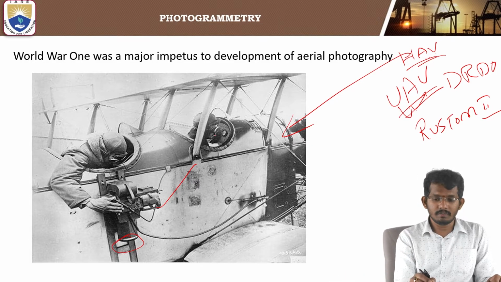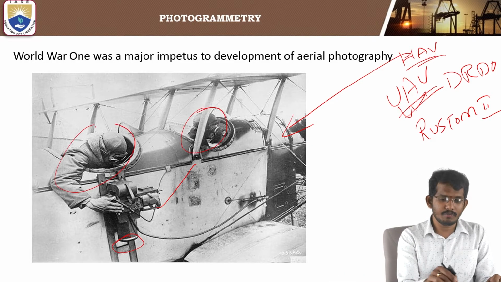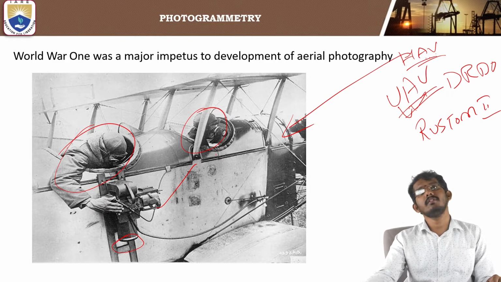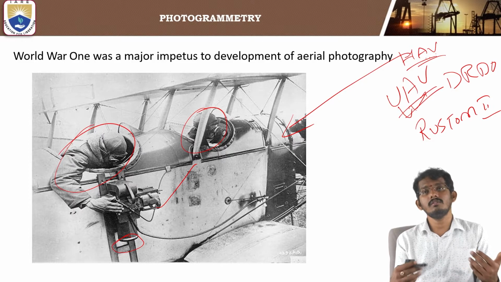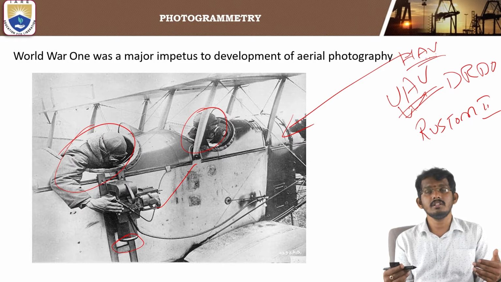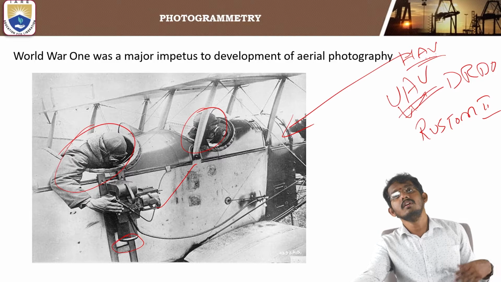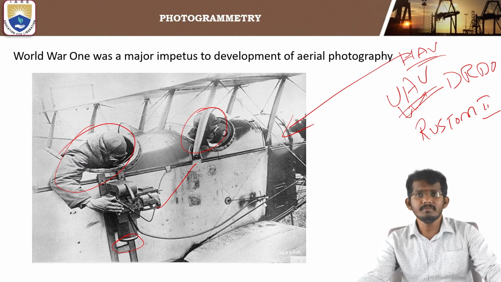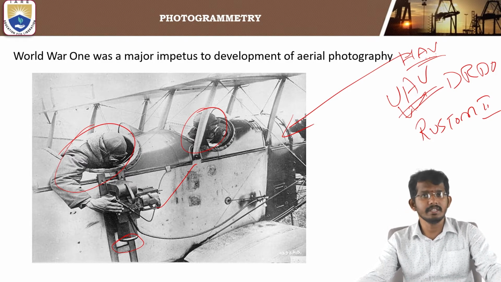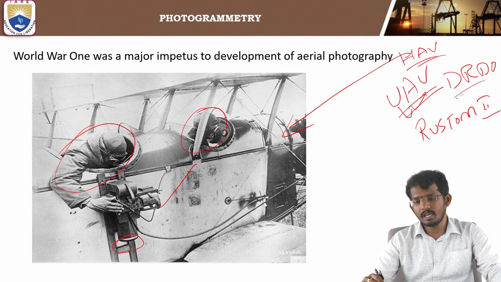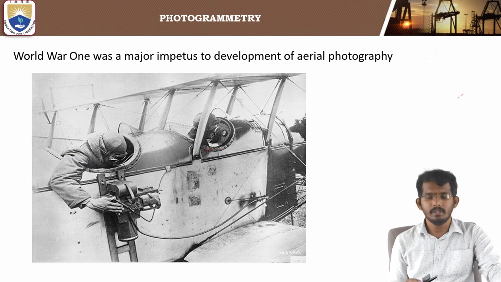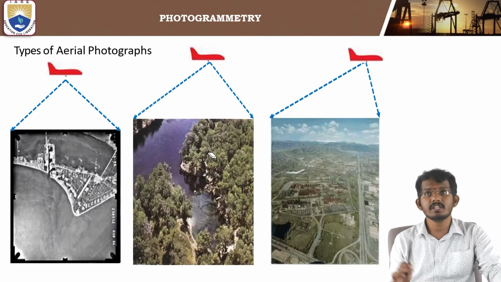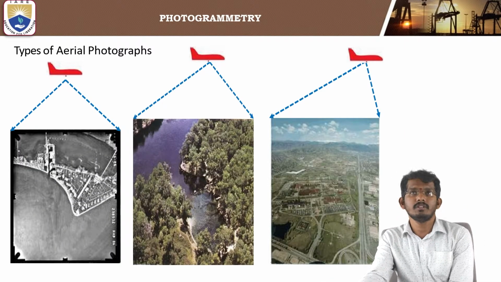After World War One, you can see two pilots: one is capturing the photograph and one is driving the aircraft. Then after World War Two, in the 1960s and 1970s, there was a broad change in photogrammetric techniques. With the help of DRDO, we have taken various photogrammetric images. Here I can show you the types of photographs we have.